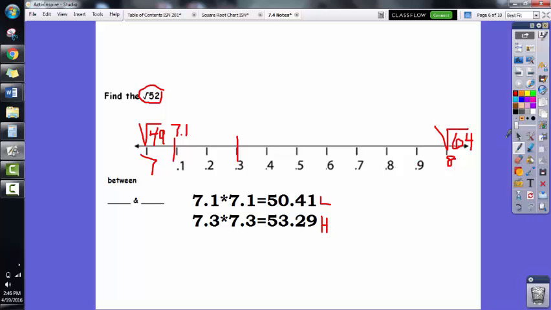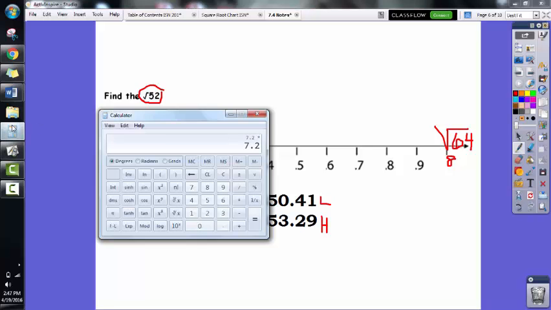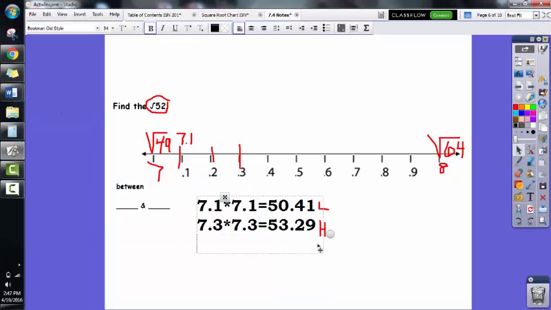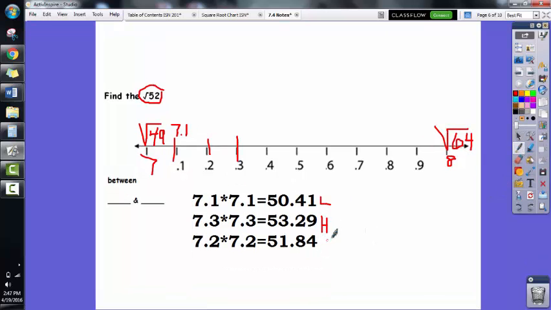So I'll try 1/10 of a decimal lower. I'm going to try 7.2. 7.2 times 7.2, 51.84. Okay, well if I look at this, that was just a tiny bit too low. So that throws out the 7.1. So I know it's in between 7.2 and 7.3.